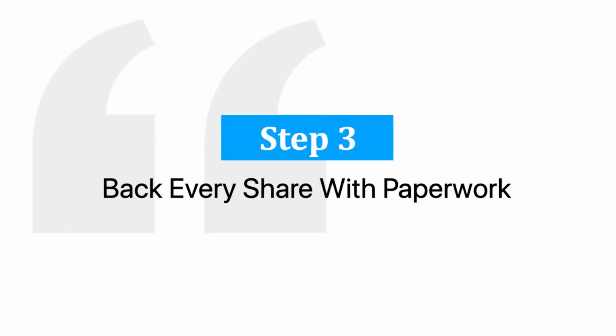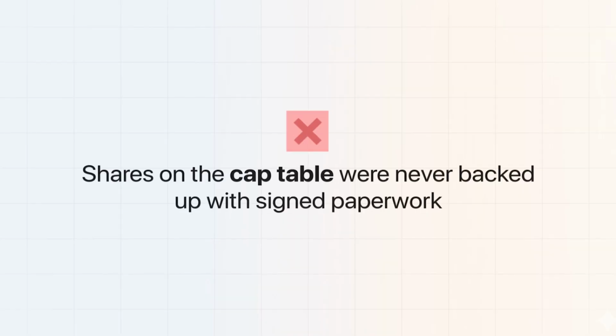Step 3. Back every share with paperwork. Now, even when the numbers look right, a cap table can still cause you problems, and the issue is that the shares on it were never backed up with signed paperwork. Every share on your cap table needs to match a signed document, the same way every number in your books has to match a receipt.